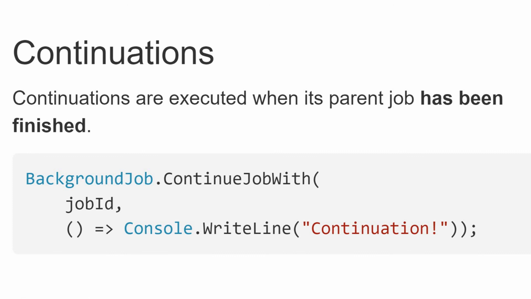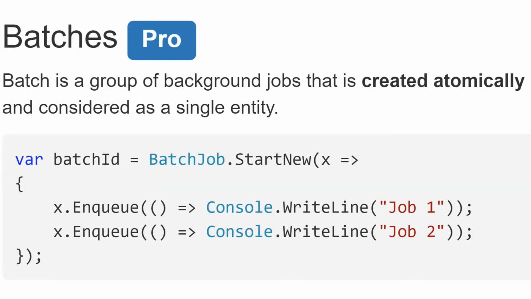Then we don't have any license to execute batch jobs, so I cannot execute these batch jobs right now because I don't have a license. You can create batch jobs like the previous jobs using BatchJob.StartNew. You can add more than one job to this batch, and all these jobs will be executed as one batch. This will return you a batch ID.